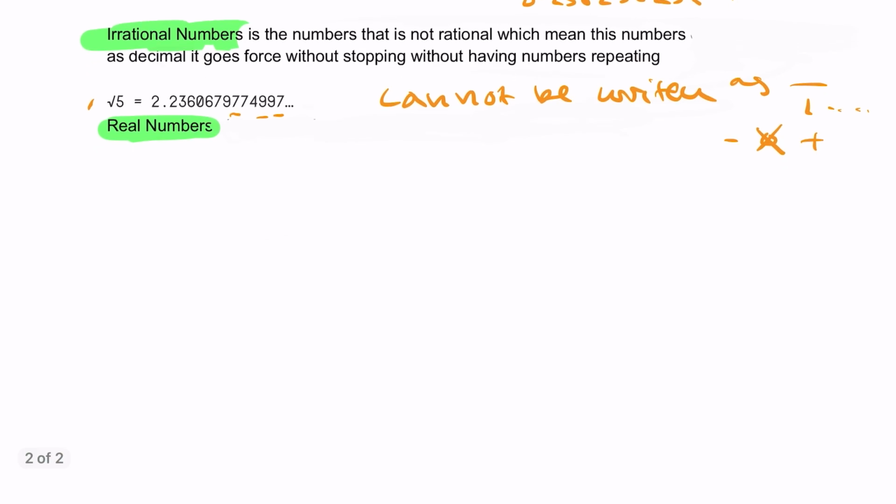Okay, let's look at real numbers. Real numbers are very interesting. Real numbers are any numbers that can go on the number line. Which means natural numbers, whole numbers, integers, rational and irrational numbers are all real numbers because they can go on the number line. That's pretty much it. So all the numbers we talk about are real numbers, which means all rational numbers and irrational numbers.